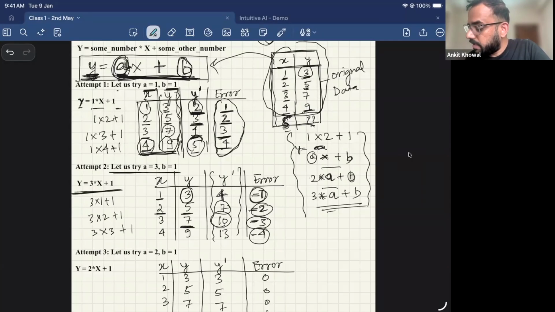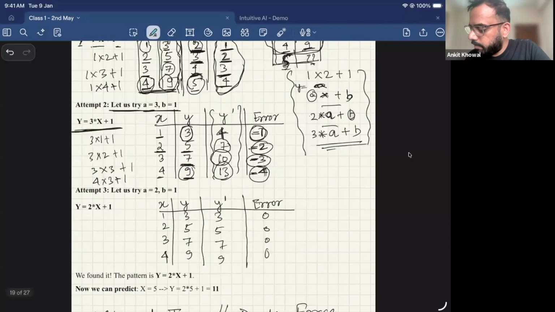So I see that there's still some mistake that I'm making. And what is that mistake? I'm calculating it differently by 3 points, right? Similarly for 3 into 4 plus 1, my output is 13, but the training data was saying that for 4, the output will be 9. So I'm wrong by 4 points. So definitely A=3 and B=1 cannot be substituted here. This will not help me give the right answer for 5. So it will randomly take one more value.